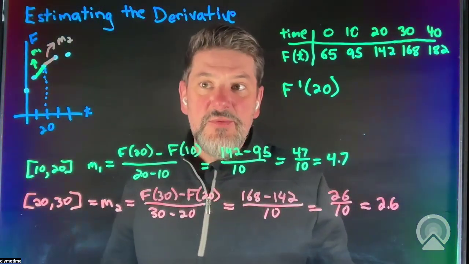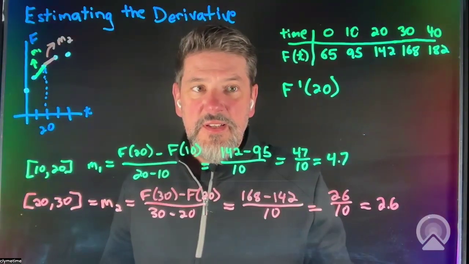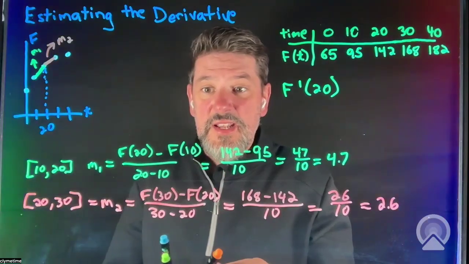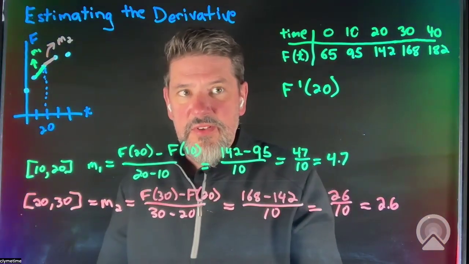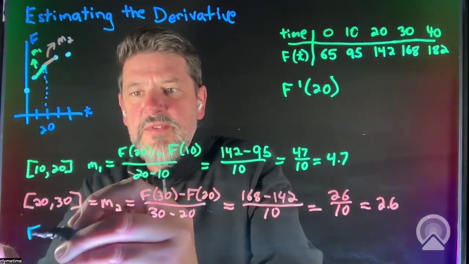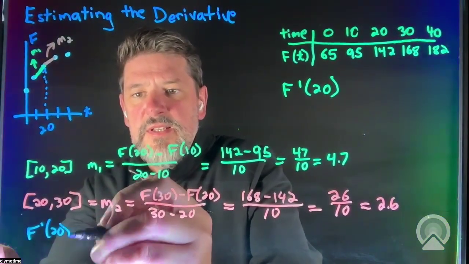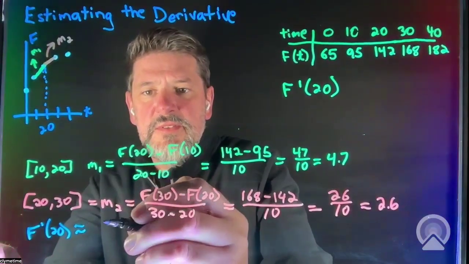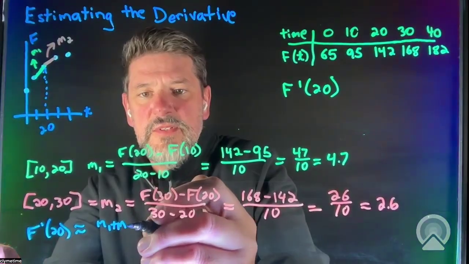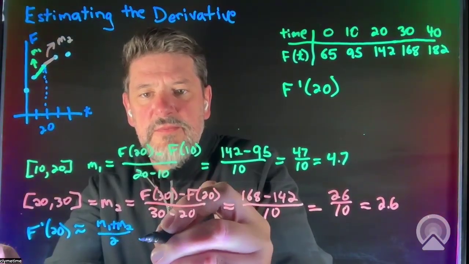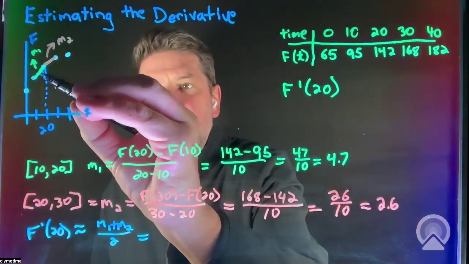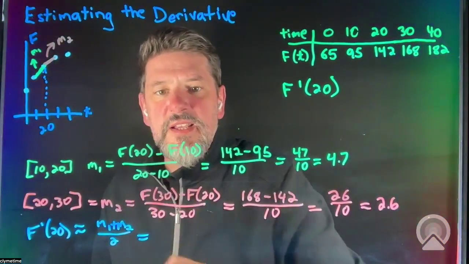So then our actual slope of the tangent line, f prime of 20, could be approximated as the average of those two. So let's use another color. How about blue? So we can say f prime of 20 is approximately equal to the average of m1 plus m2 divided by 2. So if we average these two out, we'd expect to get the slope of the tangent line right there at that spot.